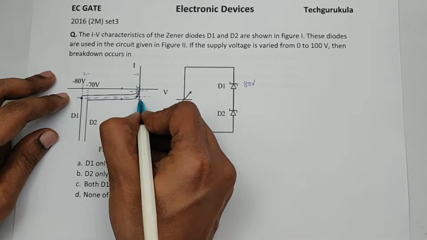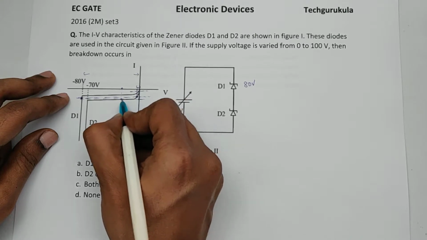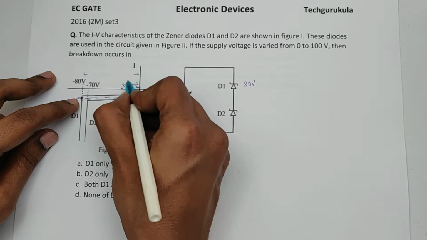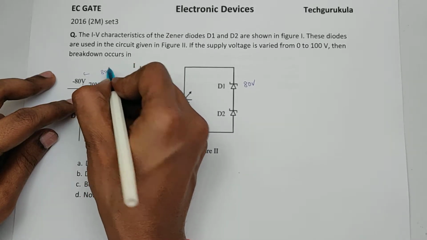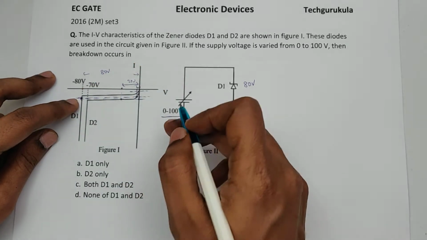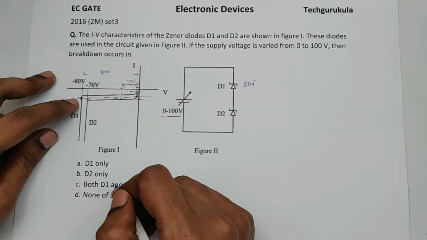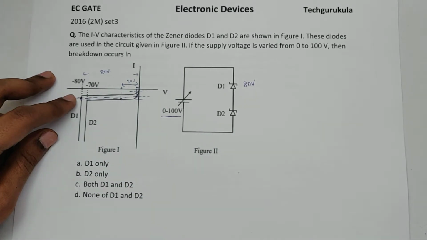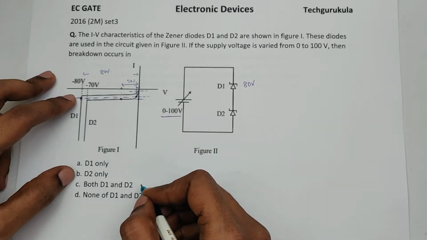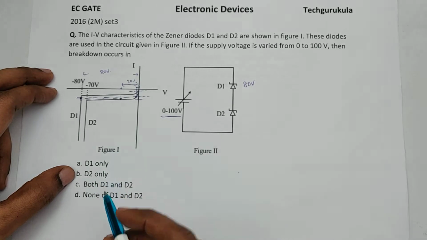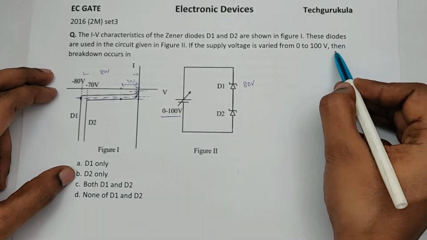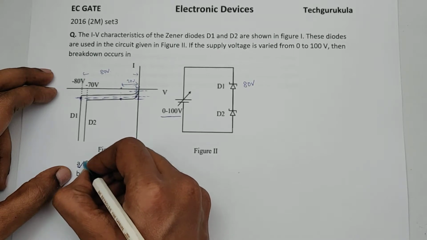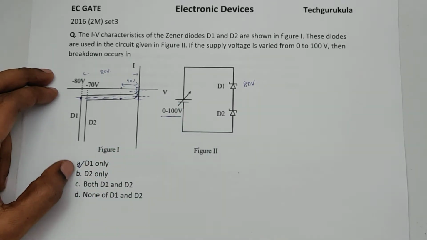You see here, a small increase in current, in fact. This diode will accommodate 20 volts, this diode still accommodates 80 volts. So when you apply 100 volts max, D1 would be in breakdown, but D2 will not be in breakdown. Hence we can say that only D1 enters breakdown. So the breakdown occurs in D1 only. D2 won't enter breakdown if the voltage is 100 volts.